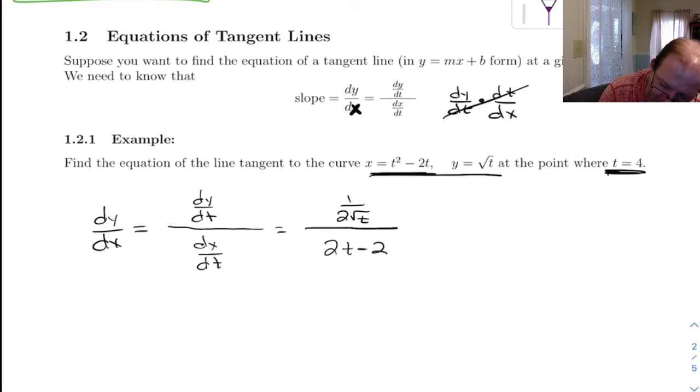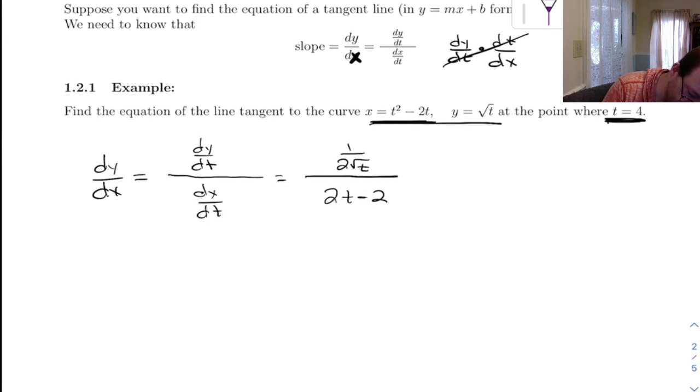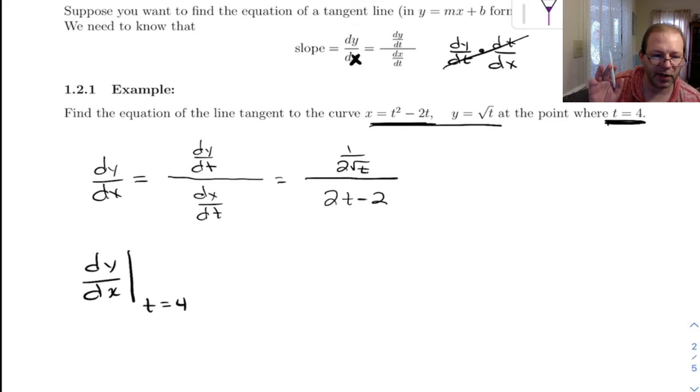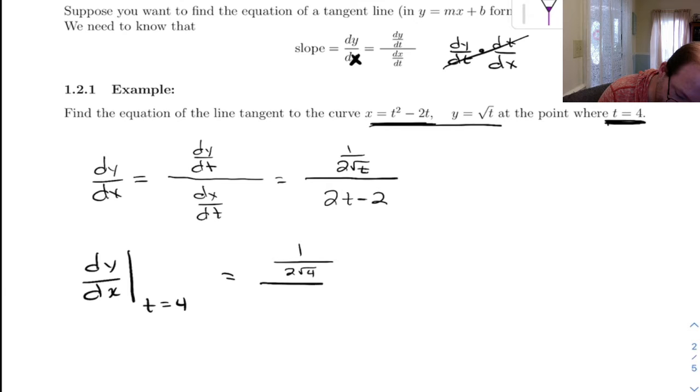Now let's figure that out when t equals 4. You can use this notation if you want to: dy dx evaluated when t equals 4. That's kind of like the bar you put on the end of a definite integral, but we've only got one thing to plug in. So we're going to plug in 4 for this, and we'll get 1 over 2 root 4 divided by 2 times 4 minus 2.